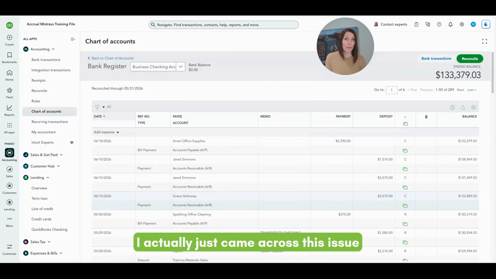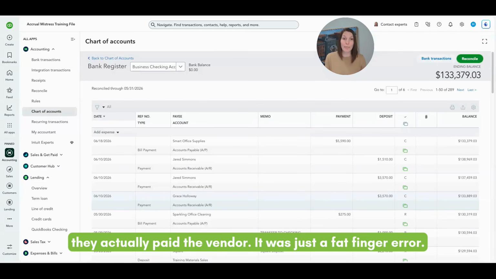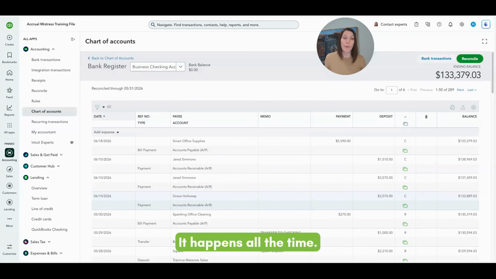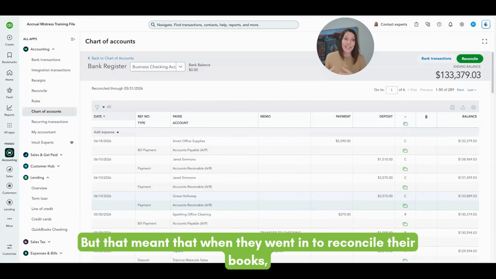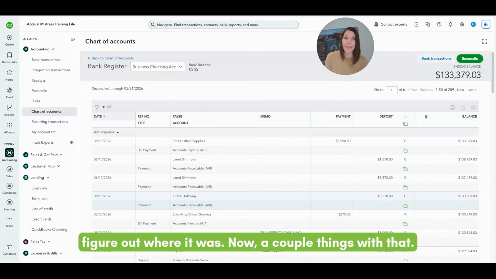I actually just came across this issue in a set of books working with a client. They had entered a bill for 40 cents more than they actually paid the vendor. It was just a fat finger error. It happens all the time. But that meant that when they went in to reconcile their books, the account was off by 40 cents and they couldn't figure out where it was.